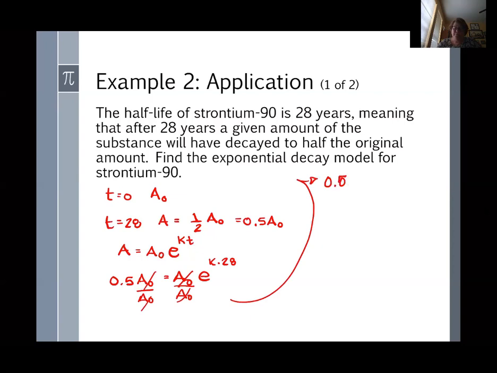1/2 equals e to the 28k. And now I'm going to take the natural log of both sides. And when I take the natural log of e to the 28k, I get 28k, equals the natural log of 1/2, and then I divide both sides by 28.